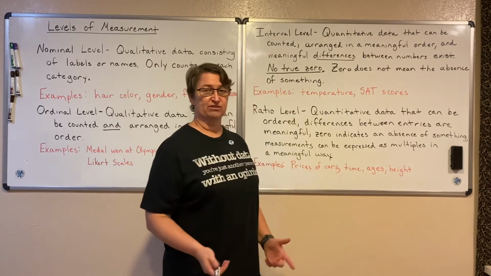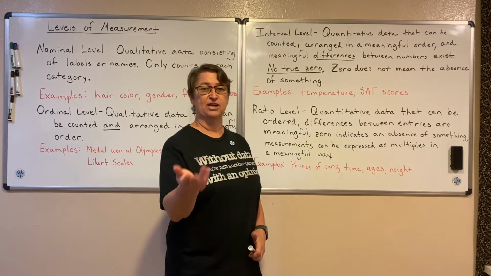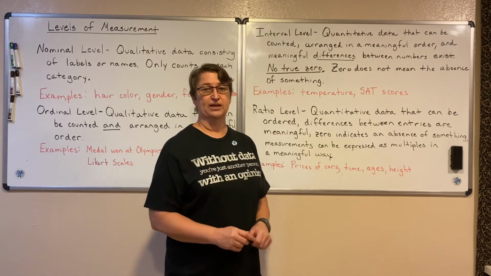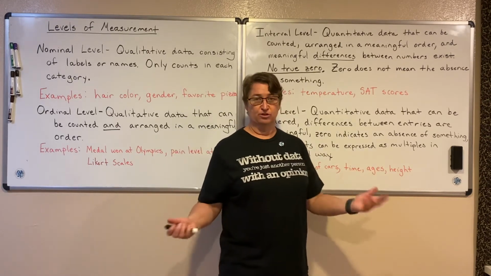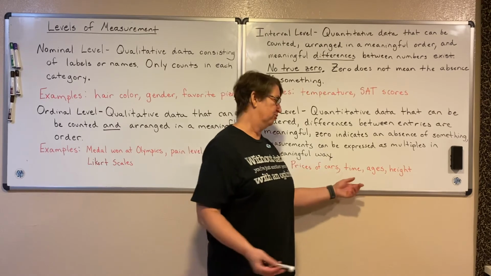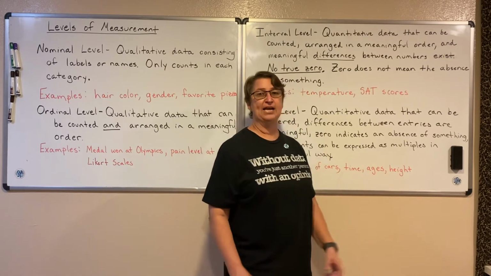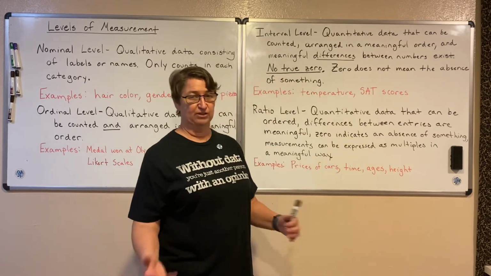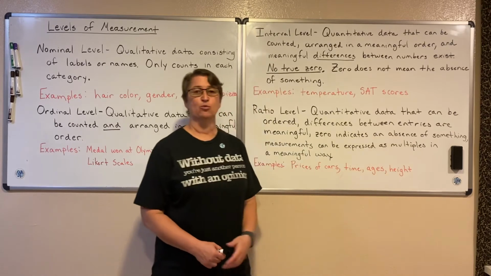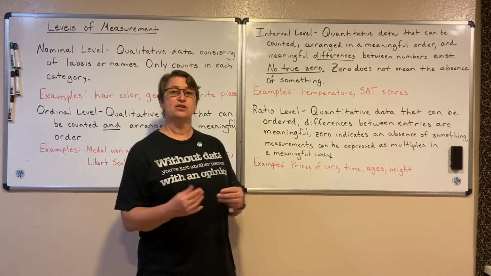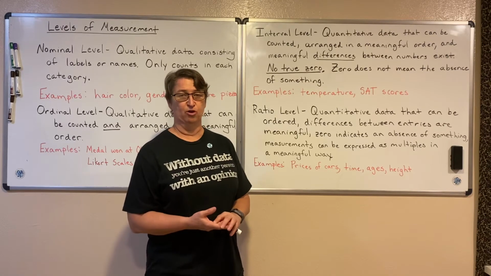Time is another example of that. If there's 0 seconds that happened, you know, how much time did it take you to run the race? 0 seconds. Well, then you didn't run the race. Ages, if you're not even born yet, then you've got a 0. There's an absence of age there. And height, if there's no height, then there's an absence of something. In addition to that, all of those things can be arranged in a meaningful order. There are meaningful differences, and you can actually see multiples of those.